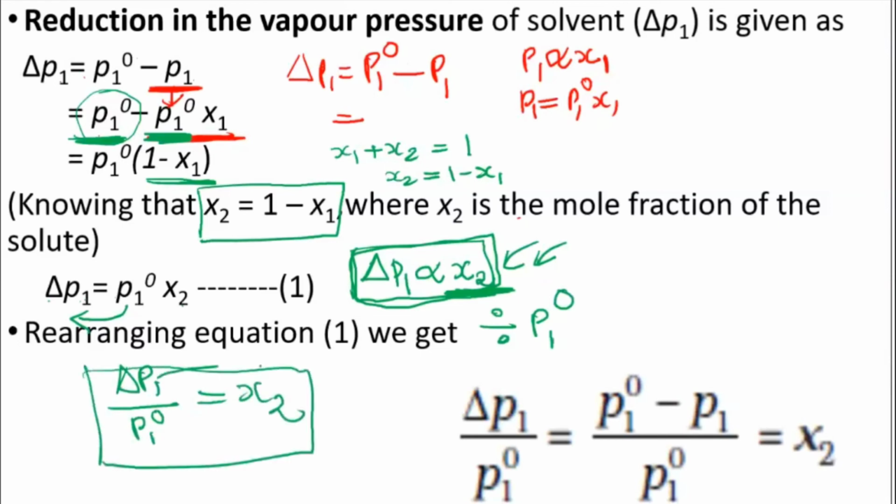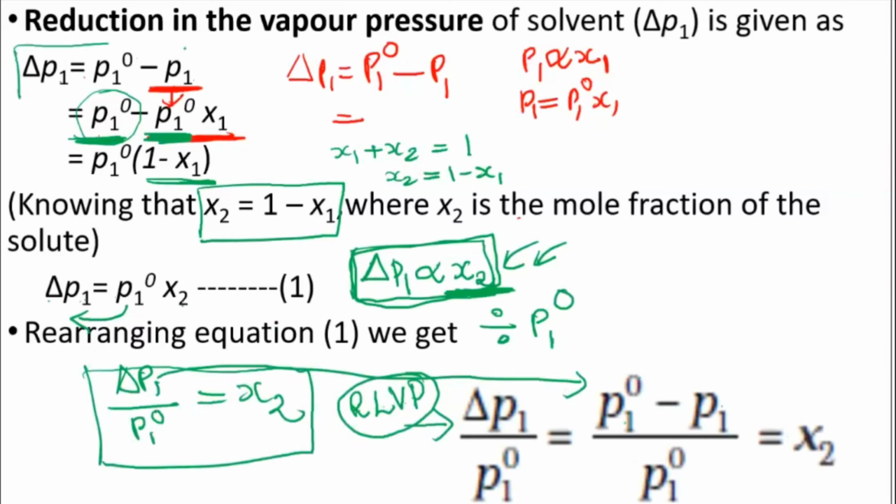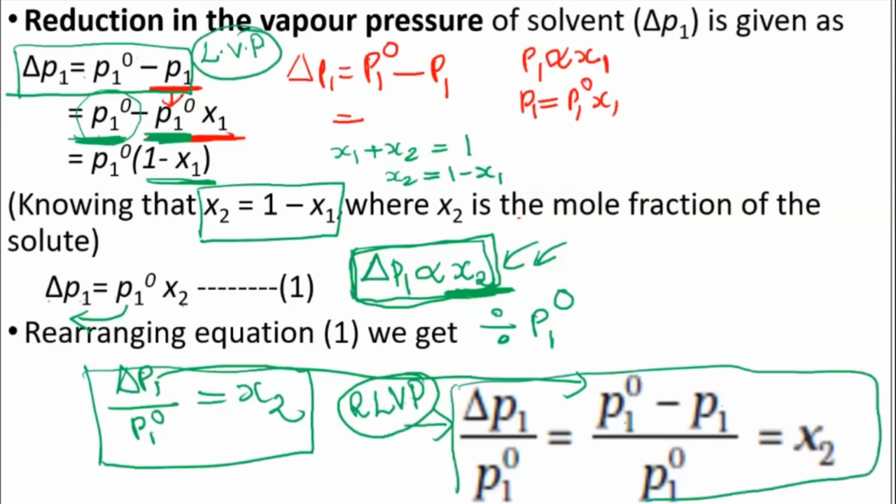So I've just opened it up and written here: delta P1 is nothing but P1 naught minus P1. The same thing we have written here. So this will be the relative lowering of vapor pressure, I'm just writing it as RLVP. And the first one which I have written is the lowering of vapor pressure. Did you follow now how we came to this conclusion, and how we came to this particular formula also? Till here, is it clear for everyone? If you want to ask anything, you can ask now.